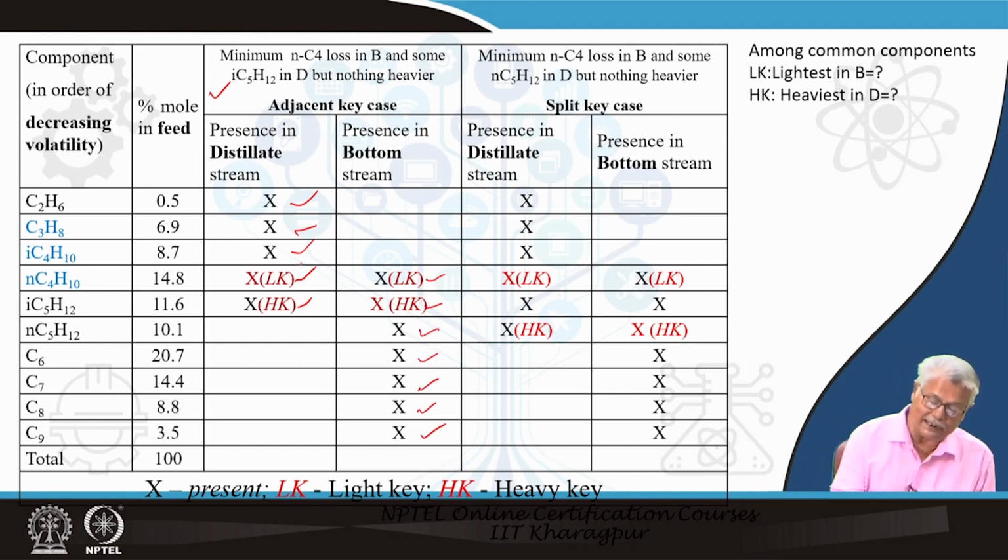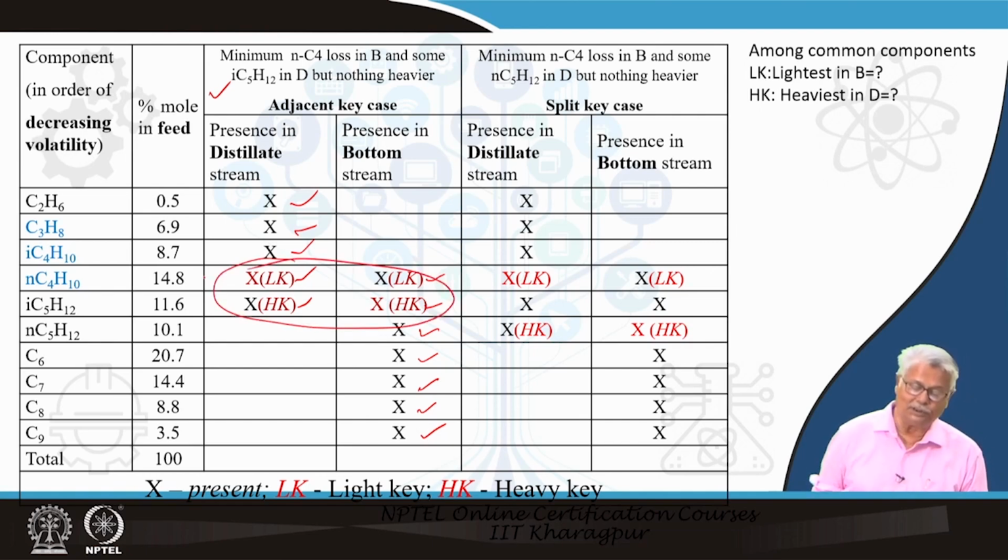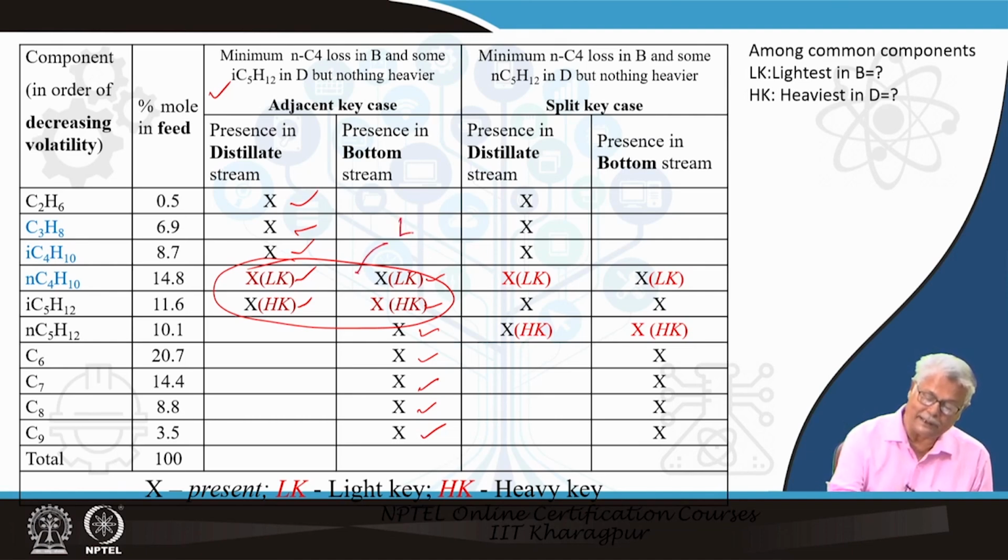So, in this particular case, we note here very clearly that the common components are NC4H10 and IC5H12. So, what will be the light key in this case? The light key is the lightest in the bottom product. So, this is definitely going to be my light key, and obviously the heavy key is the heaviest component in my distillate. So, this is going to be my heavy key.